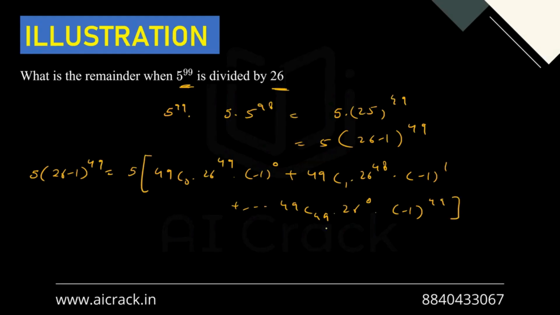Now, except this last term, every other term will have a factor of 26 because this is 26 raised to the power 49, this is 26 raised to the power 48, and the penultimate term would be 26 raised to the power 1 times (−1) raised to the power 48 multiplied by 49C48. So that would also have a factor of 26. But this last term will not have. So every other term is divisible by 26, and we can write this in two parts.